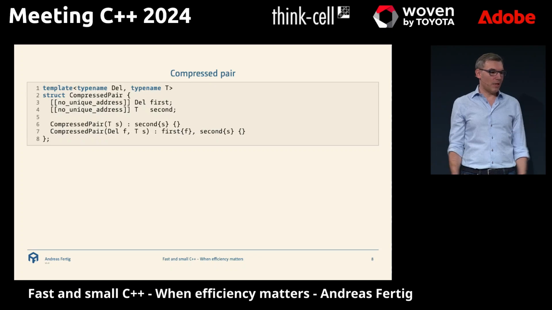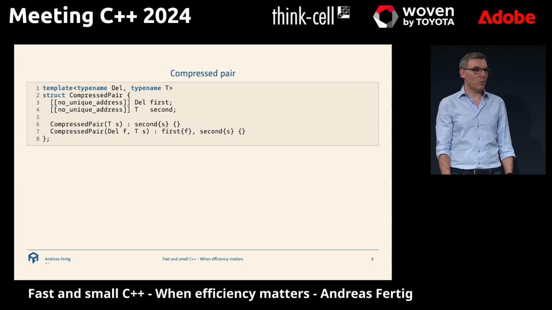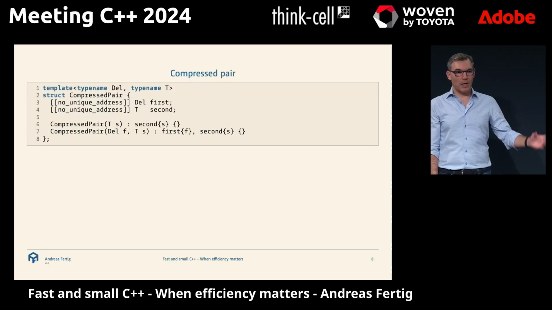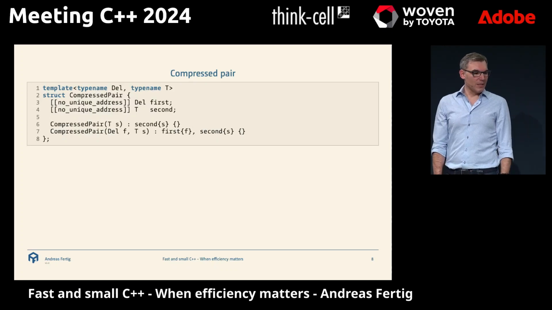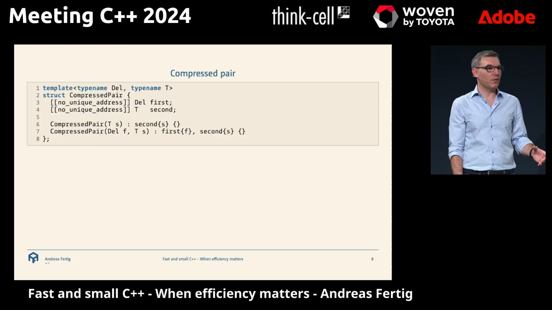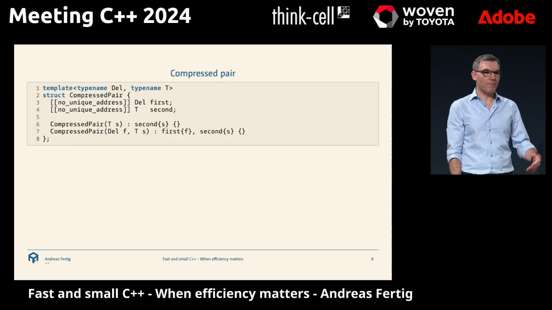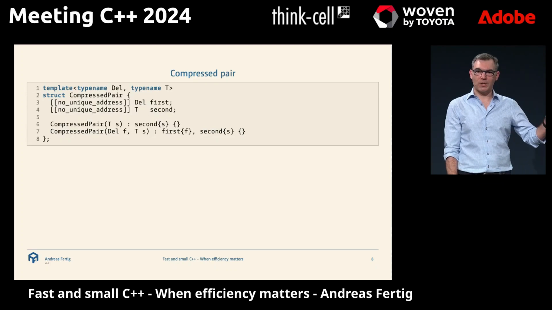And I have two constructors here, one for the one argument case and the other one for the two argument case. Now, this allows me technically to say, okay, if I have a deleter that follows the rules of the default delete that I showed you previously, then del here would have a size of 0, and my entire compressed pair would only have the size of a single pointer.